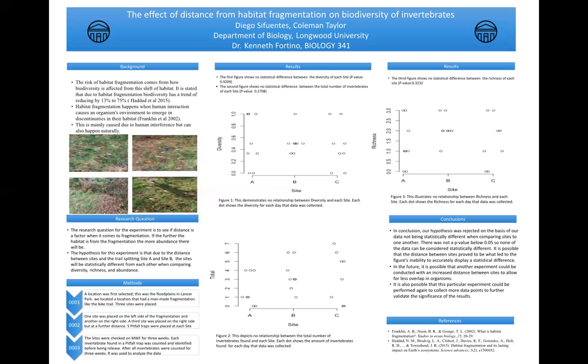But it is possible that someone could do another experiment with increased distance between the sites to allow for less overlap in organisms, which could have led to our statistics not lining up where we wanted them to. It is also possible that it could be performed again to collect more data points, not necessarily with the sites further apart, but more data points in general, to further validate the significance of the results.